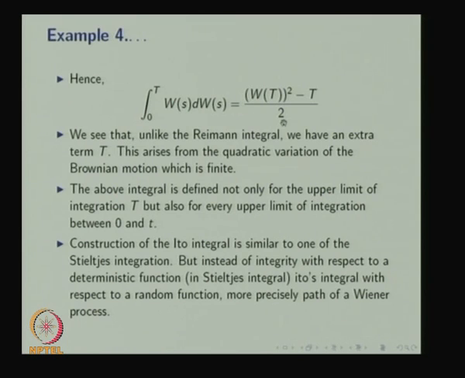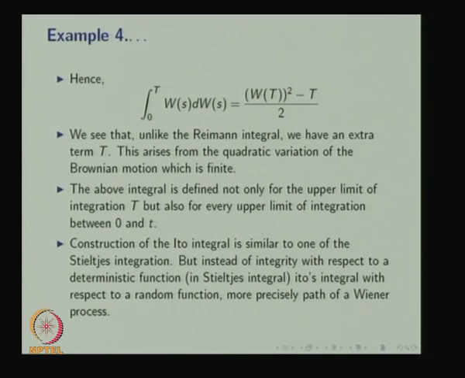Suppose you replace W_s by x, therefore you will get the integral from 0 to capital T of x dx, that is nothing but x square by 2. Whenever the integrand is a bounded variation as well as a differentiable function, that is nothing but the Riemann integral. So, in the Riemann integral you won't have the extra term T by 2, but here we have the extra term minus T by 2.